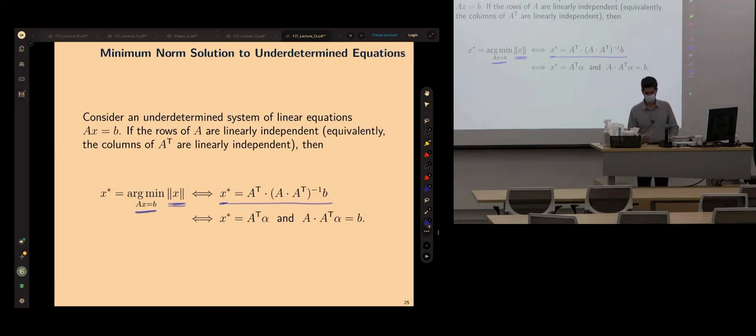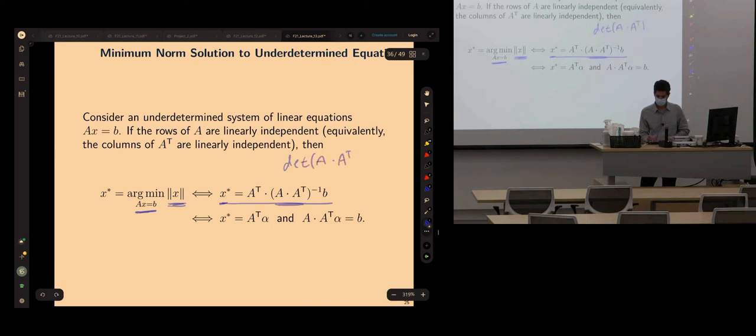But you might see some similarities and differences. So the solution is A transpose times (A A transpose) inverse. Now A is a wide matrix, so A transpose will be a tall matrix, and A times A transpose will be a square matrix. That's why if the rows of A are linearly independent, then A times A transpose will be invertible. That's why we need that.